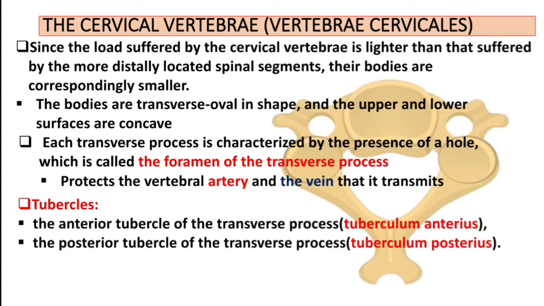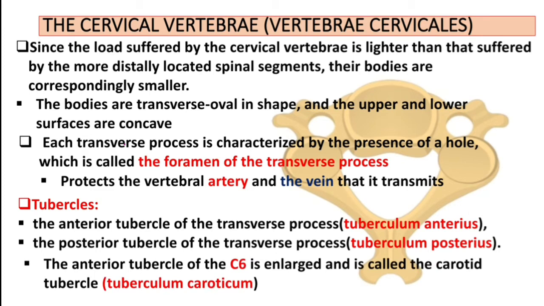The other thing is the tubercle. The anterior tubercle of the transverse process is called tuberculum anterior, and the posterior tubercle of the transverse process is tuberculum posterior. Looking at this vertebra on the image, this is the anterior side and back is the posterior. So this one will be the anterior tubercle, tuberculum anterior, and this one will be the posterior, tuberculum posterior.